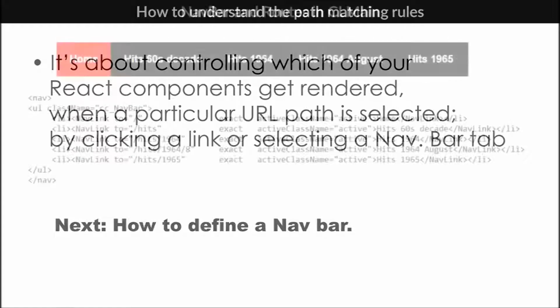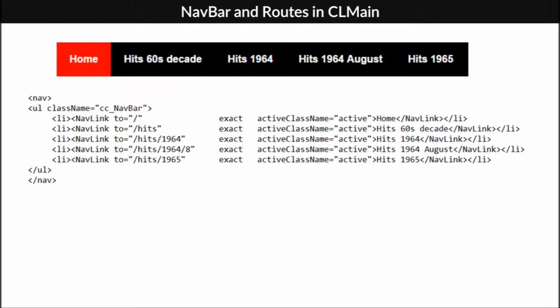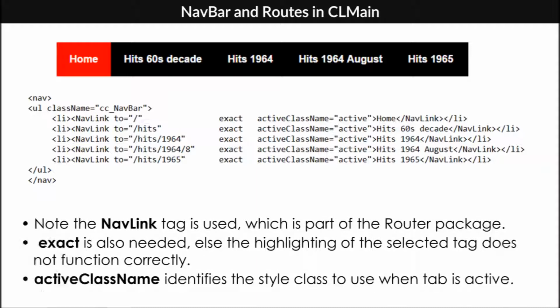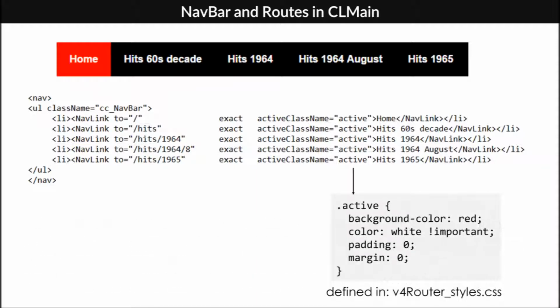So the first thing is, how do we define our navbar? Here's the syntax. There's a picture of the navbar. And we're using these NavLink tags. It's part of the router package. I found I needed to put the exact keyword in there in order for the highlighting to work correctly. If I clicked on another tab, I found that they wouldn't unhighlight, or home stayed on all the time. I don't recall exactly. But anyway, putting exact in there made everything work beautifully.